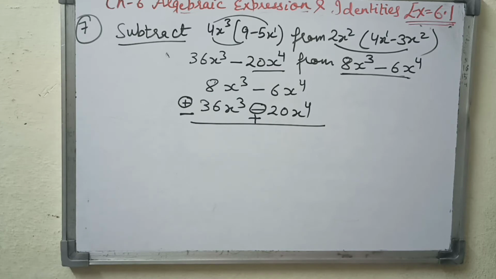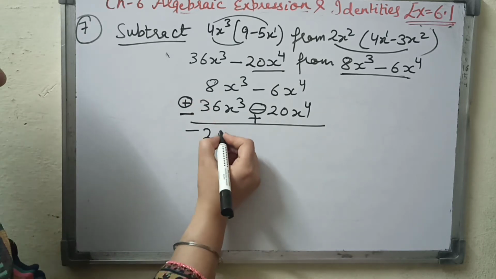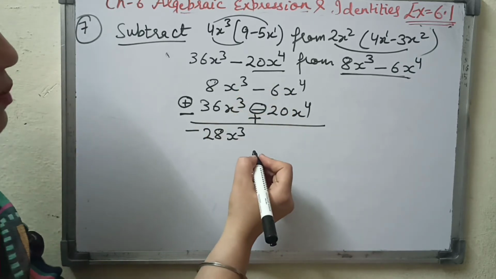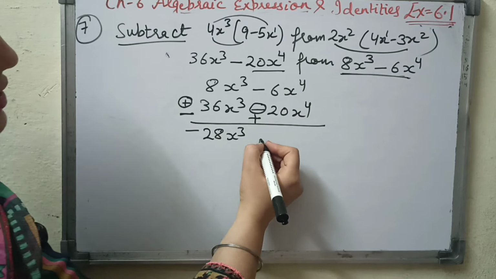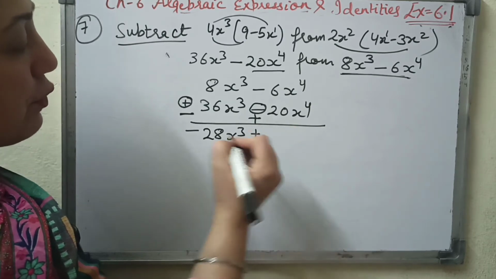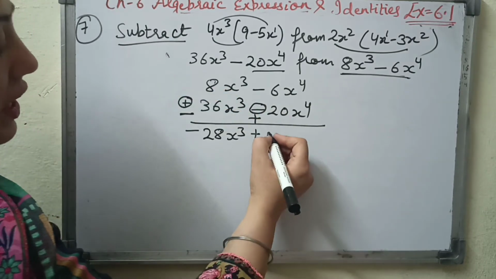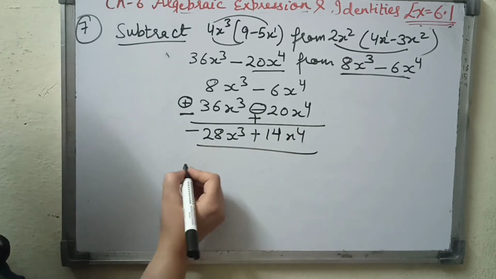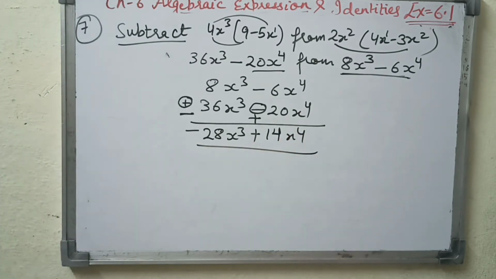Now 8 minus 36, plus minus, you know, is minus. 8 minus 36 is minus 28x cube. This again, minus plus minus. 20 minus 6 is 14, and the sign we have to put is that of the greatest term, that is 20. So the answer is minus 28x cube plus 14x raised to power 4.